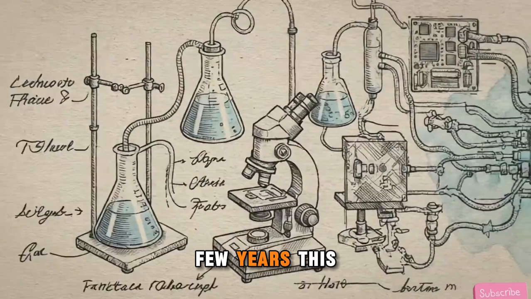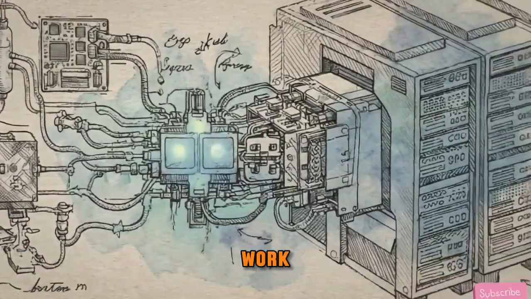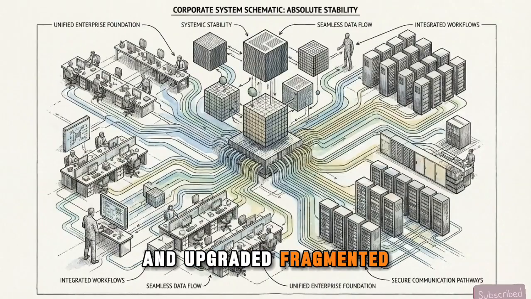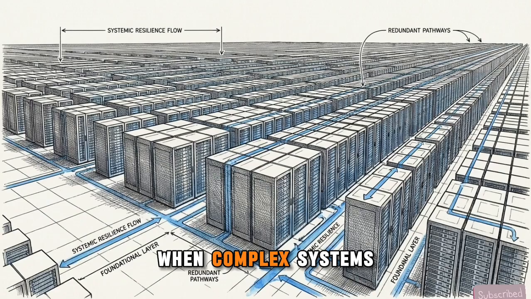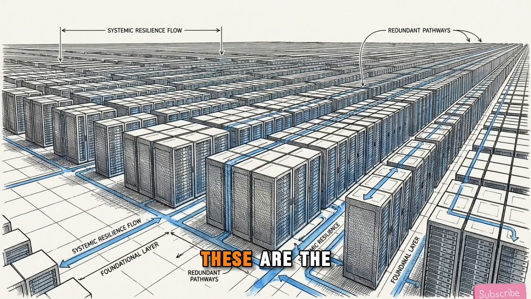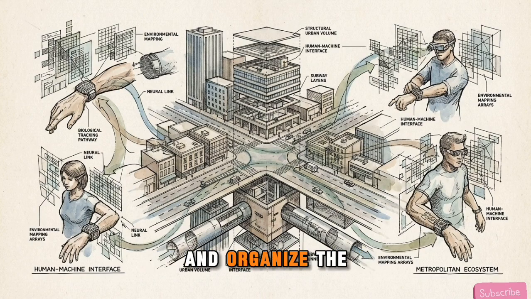In just a few years, this architectural maturation has replaced months of molecular lab work with seconds of in silico simulation and upgraded fragmented software tools into robust enterprise foundations. When complex systems achieve generalization, integration, and resilience, they function as a foundational layer of infrastructure. These are the frameworks that will predict our biological responses and organize the social and financial structures we occupy.